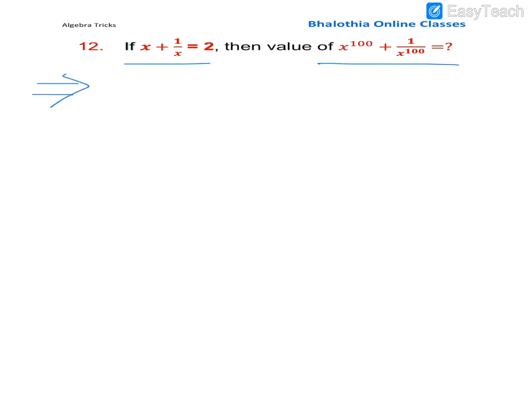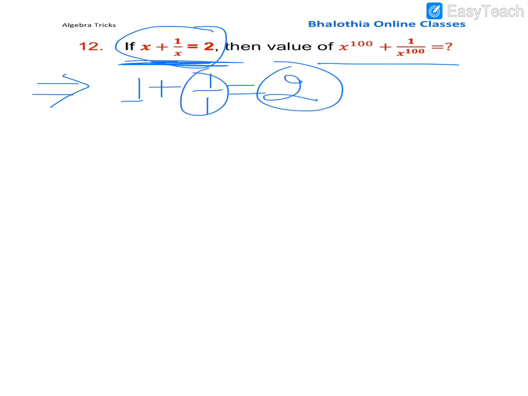In algebra, guys, you have to first think about the short trick. In all competitive exams, you have to think about what value we can put for x. Here we can put the value of x equal to 1, right? It will become 1 plus 1 upon 1, equal to 1 plus 1, equal to 2. So it is satisfying, so we can put the value of x equal to 1.